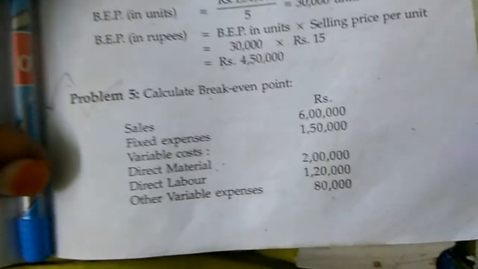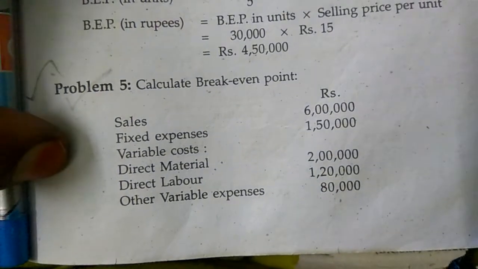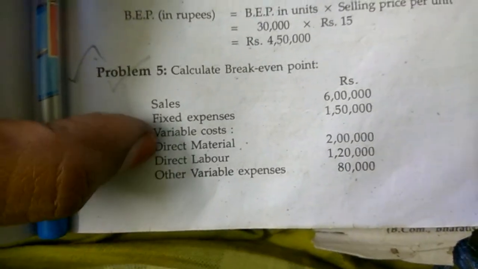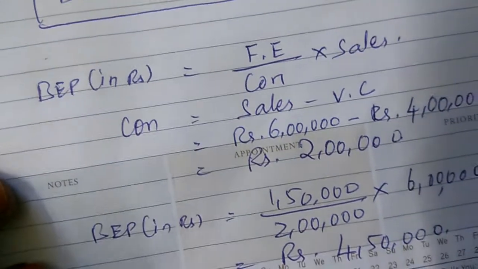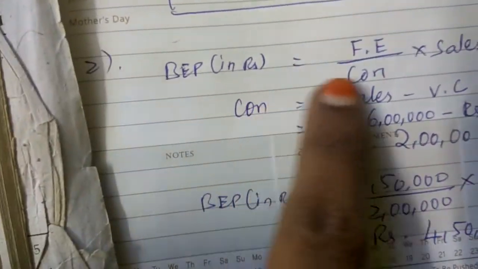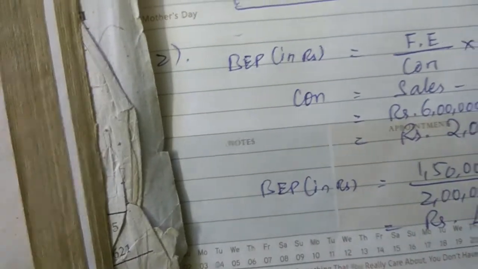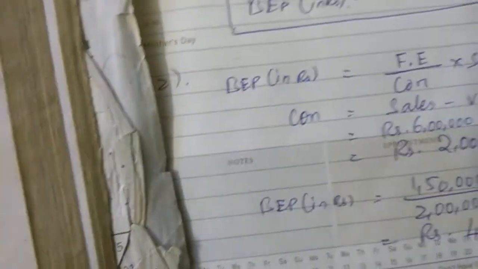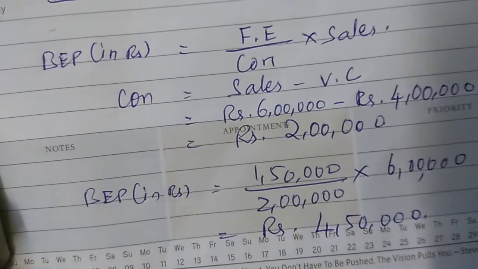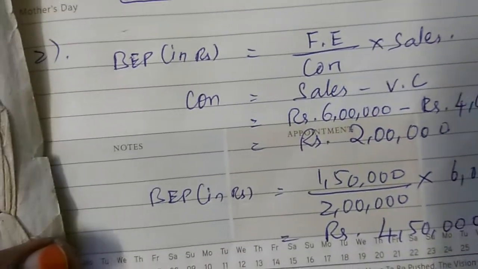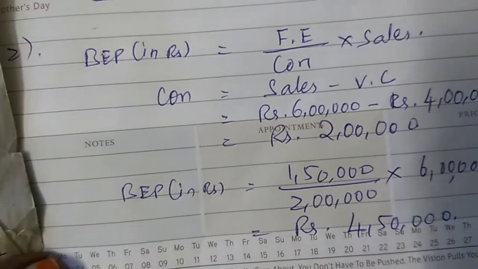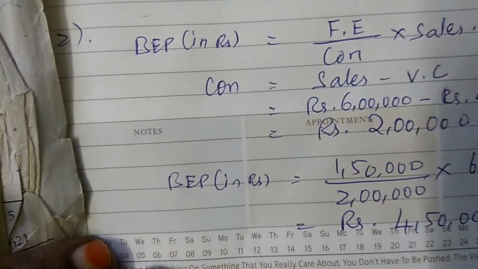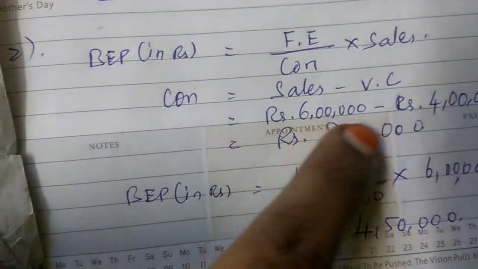So in this problem, sales is there, fixed expenses are there, and variable expenses. All these three we have to sum up. With this information, we are able to find the break-even point in rupees only. Per unit means we need a unit cost here, and the unit cost is not available. The fixed expenses given in the problem are 1,50,000, and the contribution is sales minus variable cost. The sales is 6 lakhs, directly given. Variable cost, we have to sum up all these things.